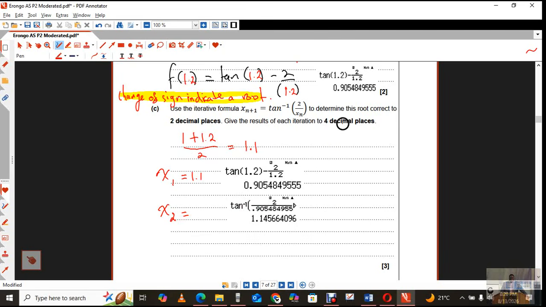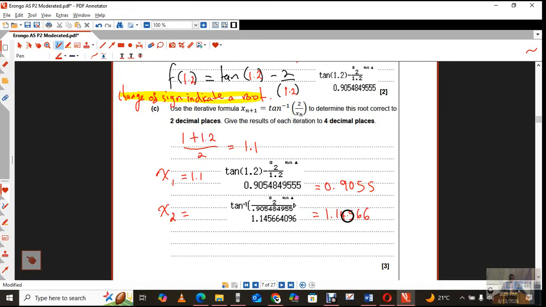And by the way, they are saying the final answer will be given correct to 2 decimal places, but these iterations that you have here must all be to 4 decimal places. So for your first one, to 4 decimal places, it's going to be 1, 2, 3, 4, so it's going to be 0.9055. And then your second one, you're going to say 1.14566, let's say 66, right?